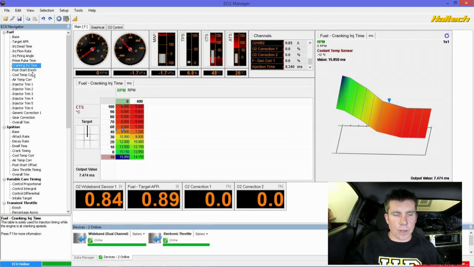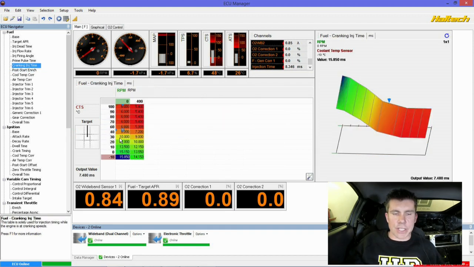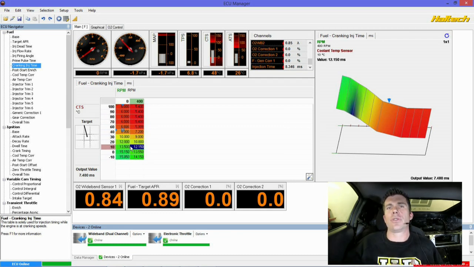But when we cold start or even hot start an engine, we've got two other tables that come into play as well. First of all, we've got our cranking injection time, and then after the engine actually starts, we drop into our post-start enrichment. And those two tables, well, all three really work together: the cranking injection, the post-start, and the coolant temperature correction. Cranking injection, generally it's difficult to give you a firm way of tuning this because you can't use the feedback of a wideband sensor during crank.